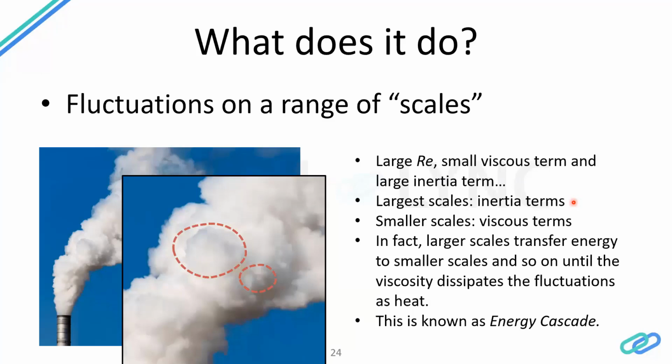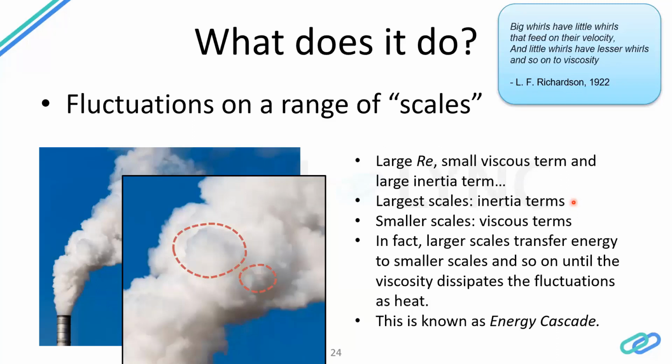In fact, how it happens is that this apparently random energy starts from the largest scales, and then these largest scales break down into smaller eddies, until they come to the smallest vortices that are possible in a flow, where the viscosity then dissipates these vortices as heat. And this is known as the energy cascade.